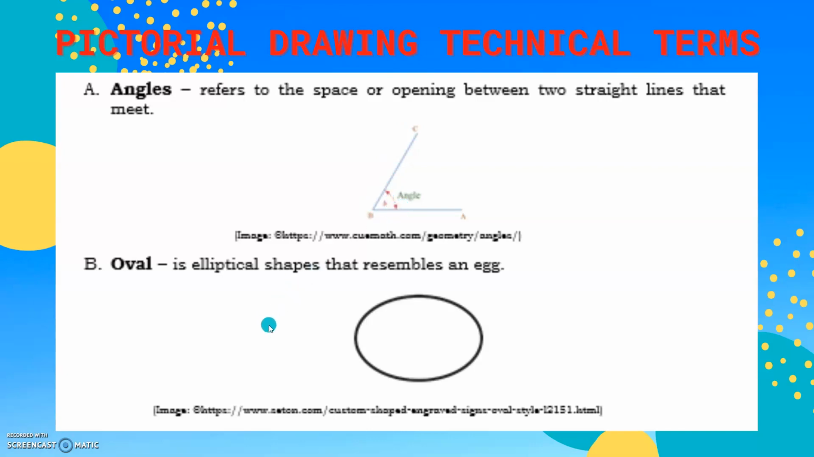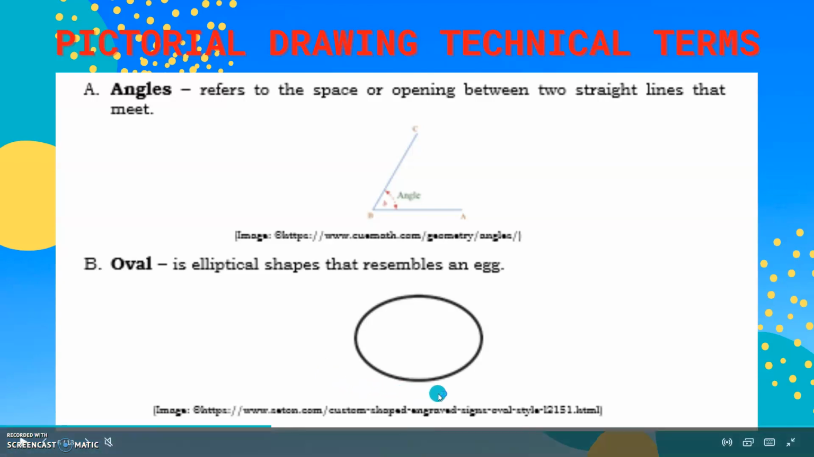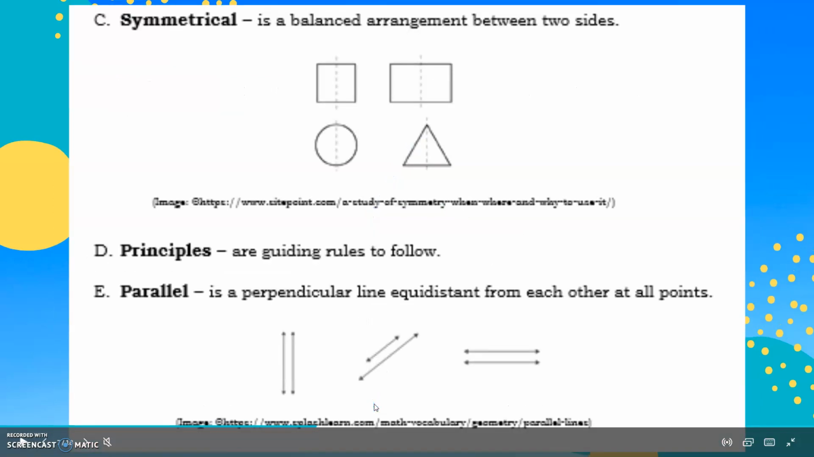The second one is the oval and elliptical shape, which resembles an egg. But if you're going to use the materials in technical drawing for drawing an oval shape, we can use the French curve. Okay. So next, we have the symmetrical.